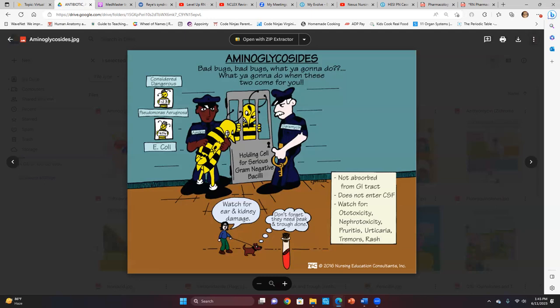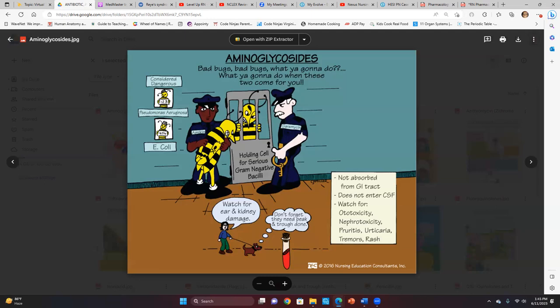And then C. difficile, Clostridium difficile, is a condition of the gastrointestinal tract, where the patient will have watery diarrhea and it smells very, very foul. Once you smell C. diff, you will know.